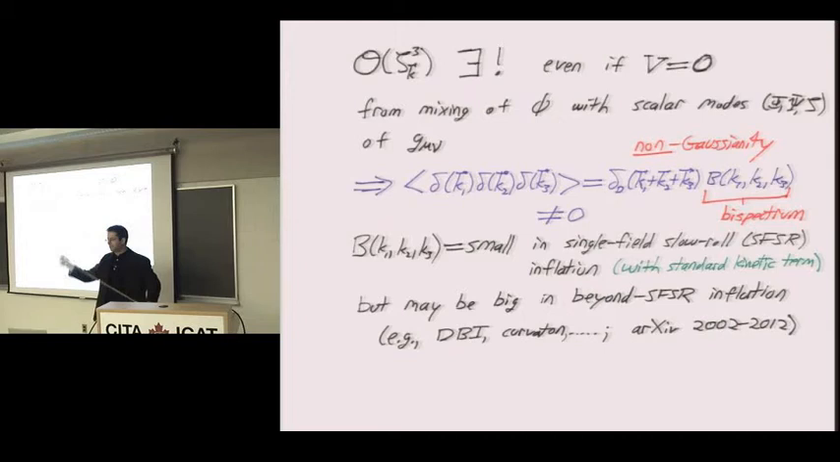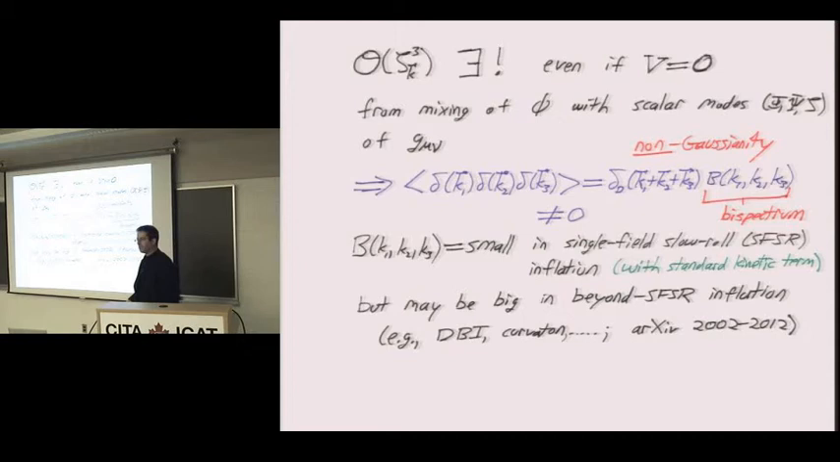And then this is what particle theorists will call a momentum-conserving delta function. So this bispectrum is non-zero only if k1 plus k2 plus k3, the 3 Fourier vectors, add up to 0. They form a triangle in Fourier space. And in particle theory, you would call this a momentum-conserving delta function. In cosmology, this is a consequence of statistical isotropy. They're both the same.